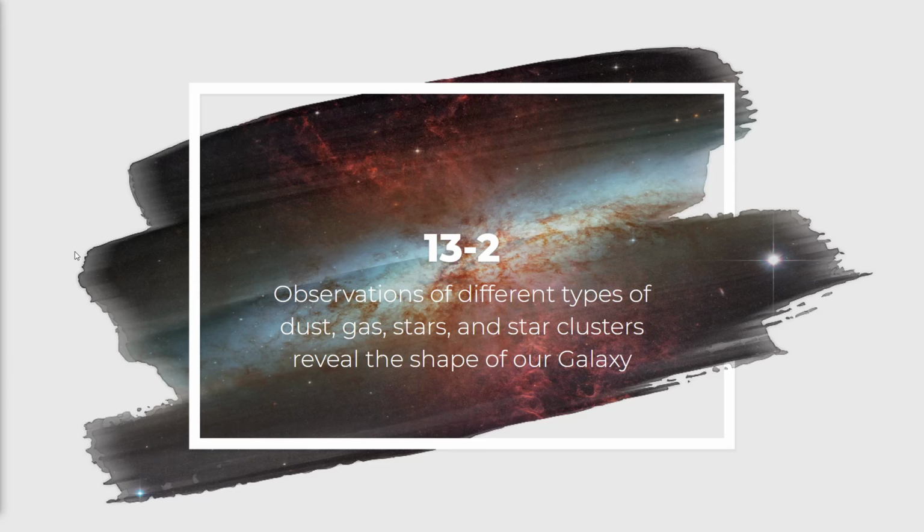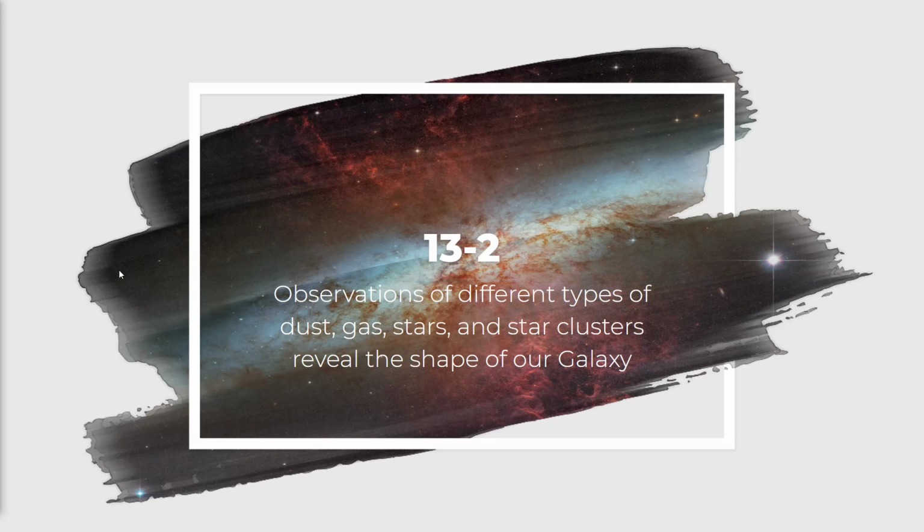Now we're up at chapter 13.2. Observations of different types of dust, gas, stars, and star clusters reveal the shape of our galaxy. So last section we learned that we knew there was a center and we knew we weren't in the center, based off of those variable stars. Those variable stars in the little star clusters pointed us towards the center. And we had to use those because we couldn't see through the dust of our galaxy.